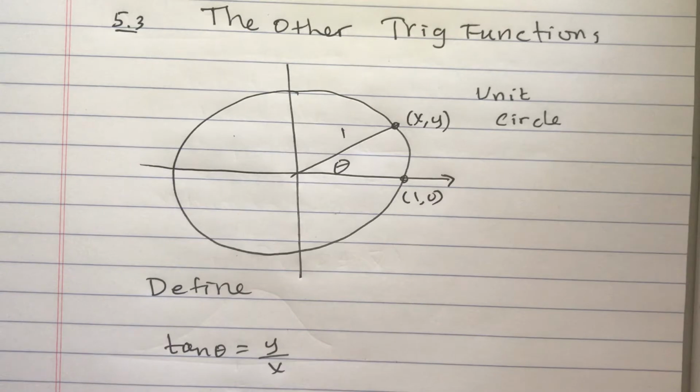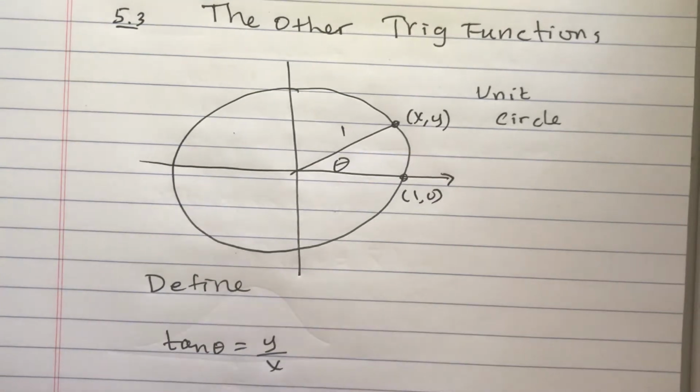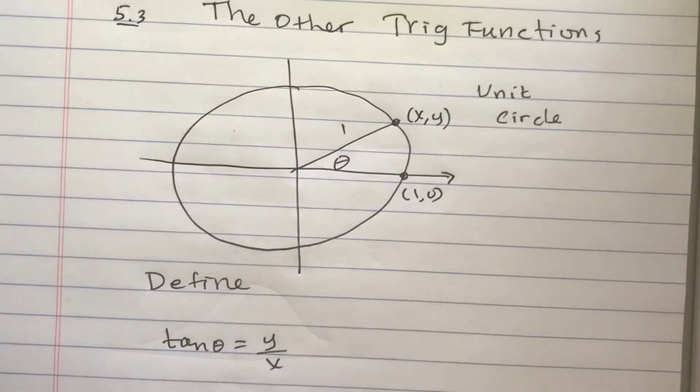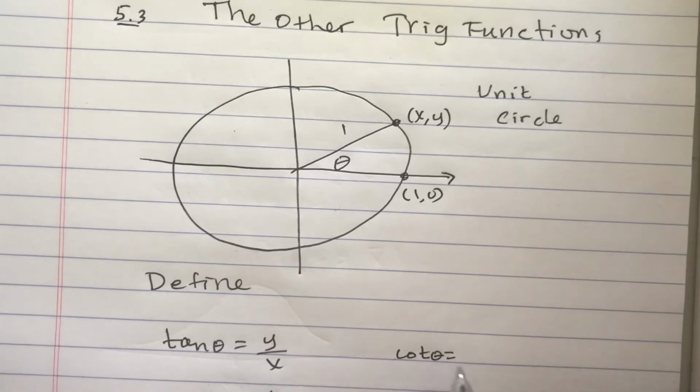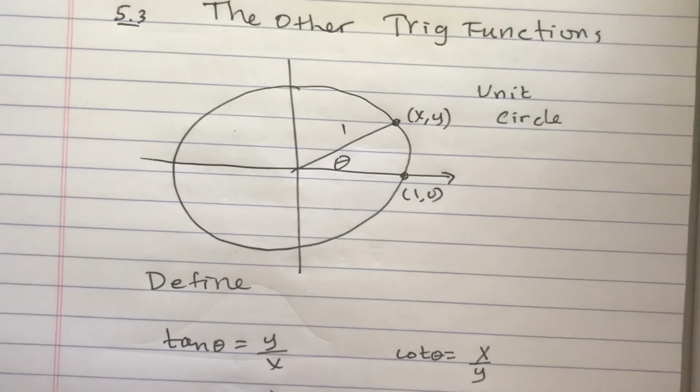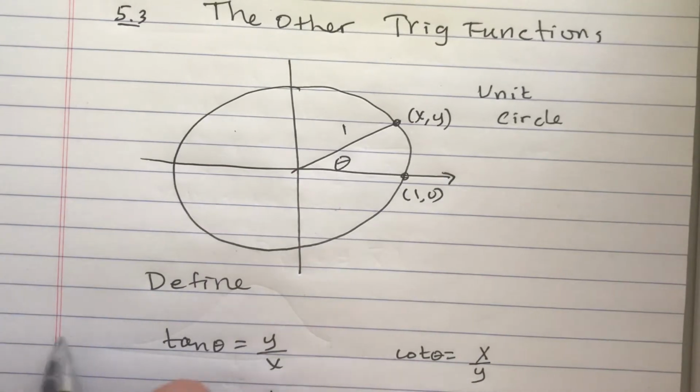And we also have secant theta. Secant theta is 1 over x. Cotangent theta is x over y. And then cosecant theta is 1 over y. So I guess obviously I abbreviated, but maybe I should write these out.